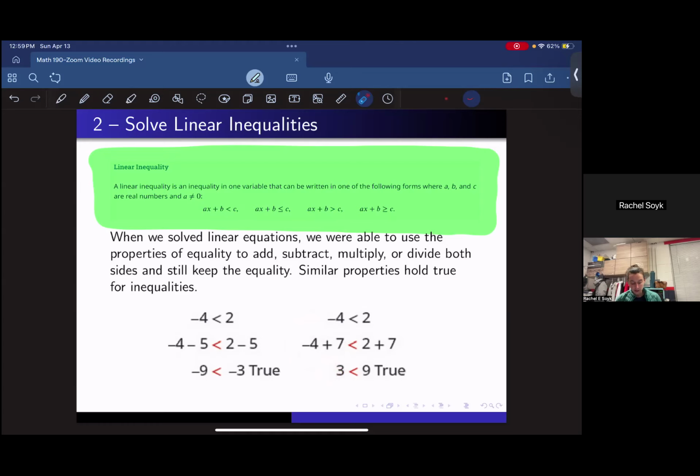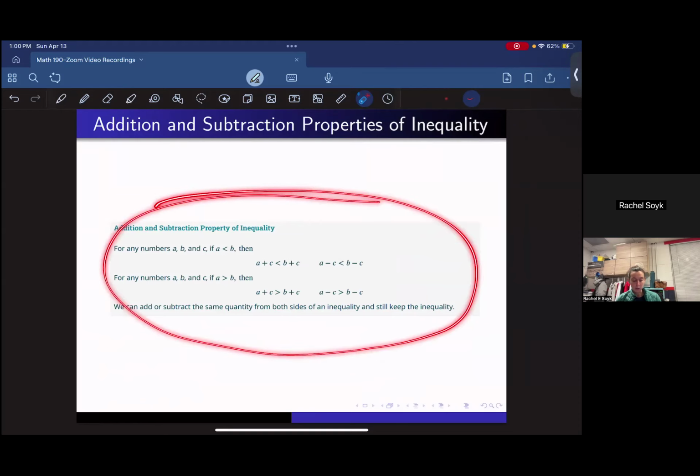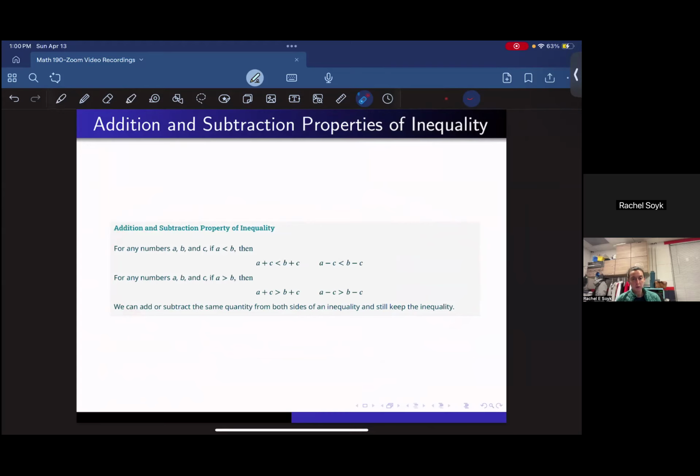Our left-hand side, if it started out being smaller than our right, then it will still continue to be smaller than our right. And so these are just the addition and subtraction properties of inequalities, making sure that you're adding it to both sides of the inequality or subtracting it.